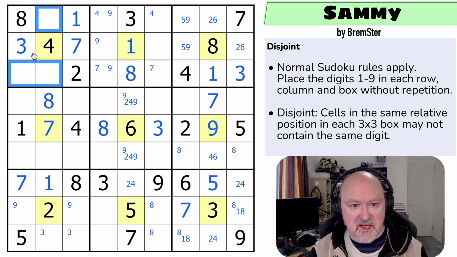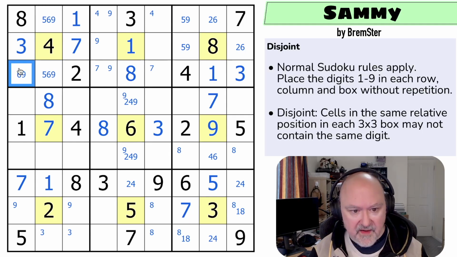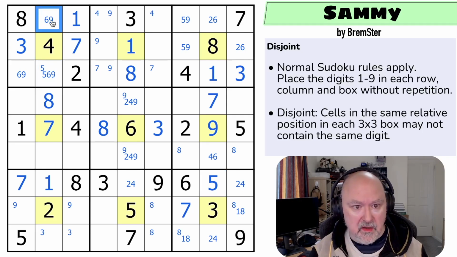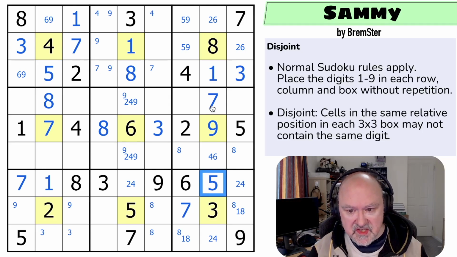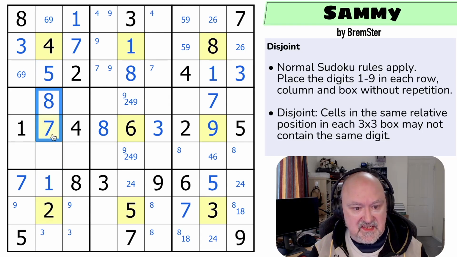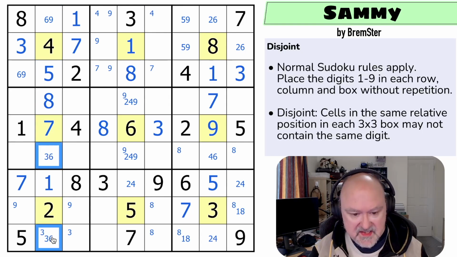So these are 5, 6, and 9. There's no 5 there, so 5 is in one of those two, and that 5 sees that one. So that's the 5. And this is so much easier to scan with the yellow digits. I was just able to look above yellow and see that. So this is 6, 9, but this column, 1, 2, 3, 4, 5, 6, 7, 8, 9. So these are 3, 6, and 9. That one can't be a 9.